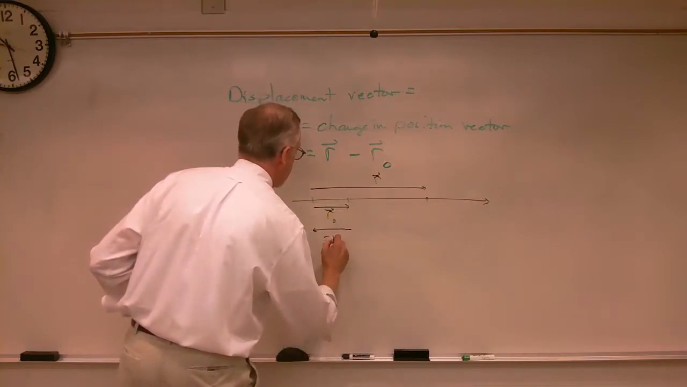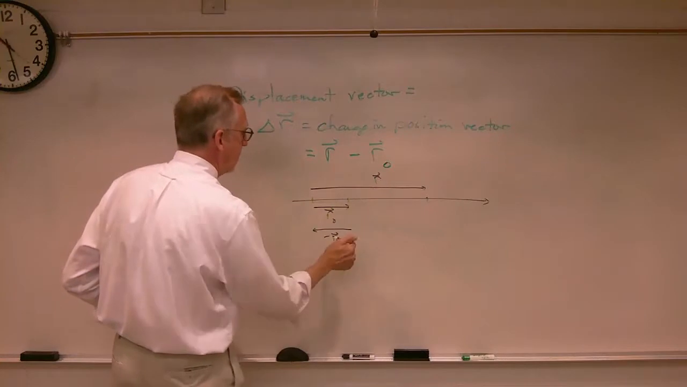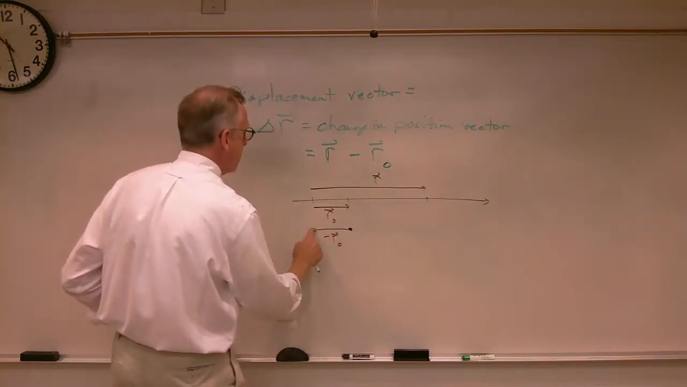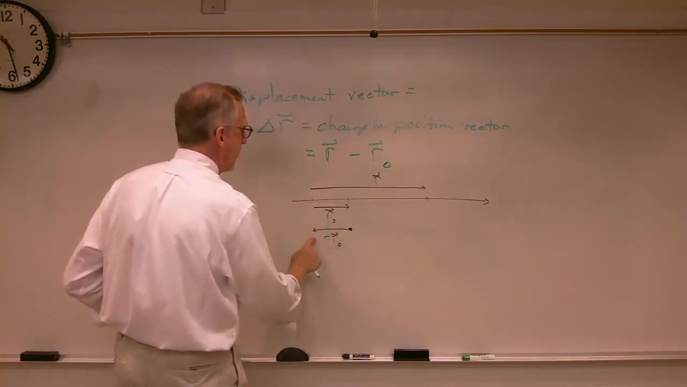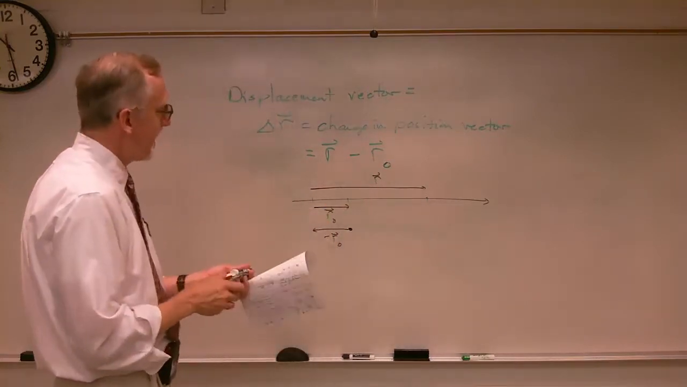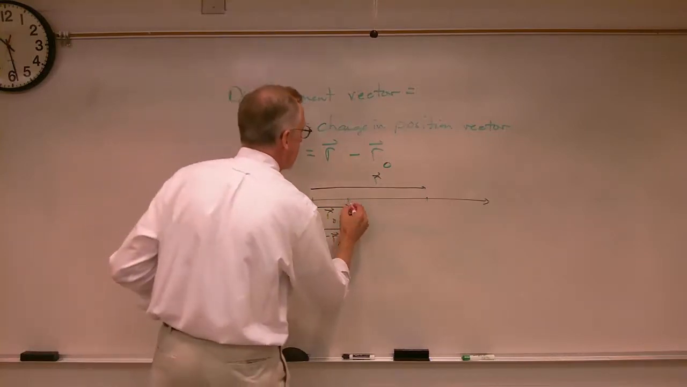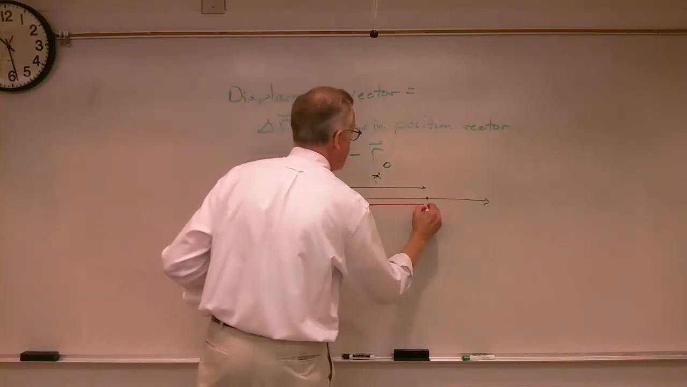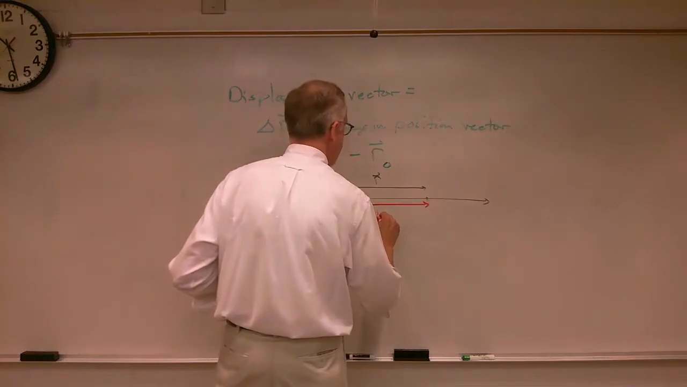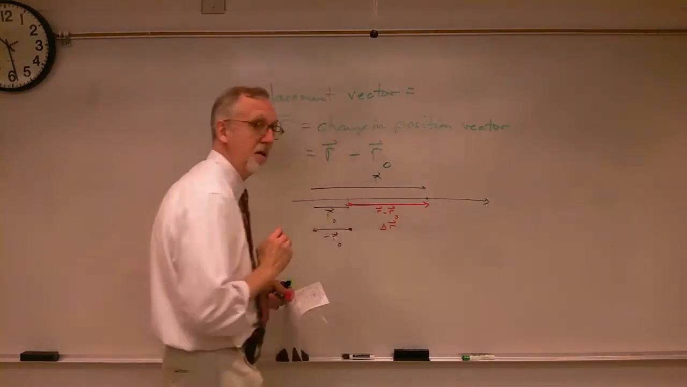Negative r naught. So what is negative r naught plus r? Well, we're going from here to here. Put the tail of r onto the head of negative r naught, over to here. So what is negative r naught plus r? In other words, r minus r naught. It's a vector that goes from this point to that point, and that is r minus r naught. In other words, that is delta r.